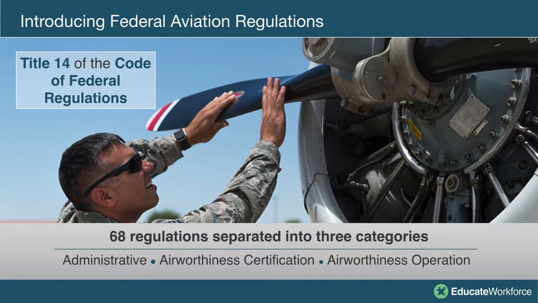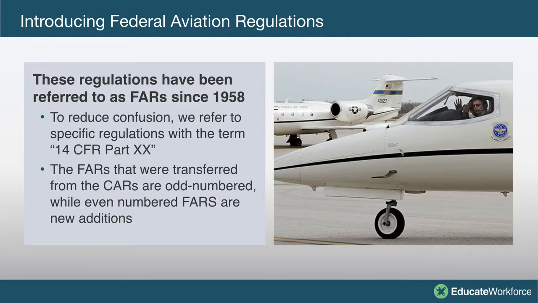Introducing the Federal Aviation Regulations, Title 14 of the Code of Federal Regulations. There are 68 regulations separated into 3 different categories, the first being administrative, the second being airworthiness certification, and the third being airworthiness operation.